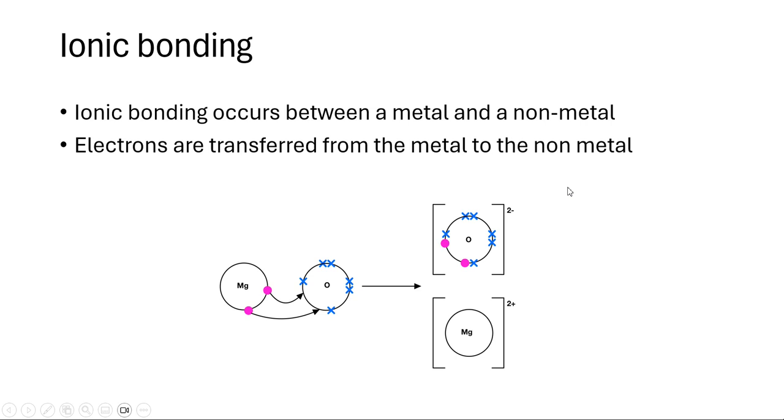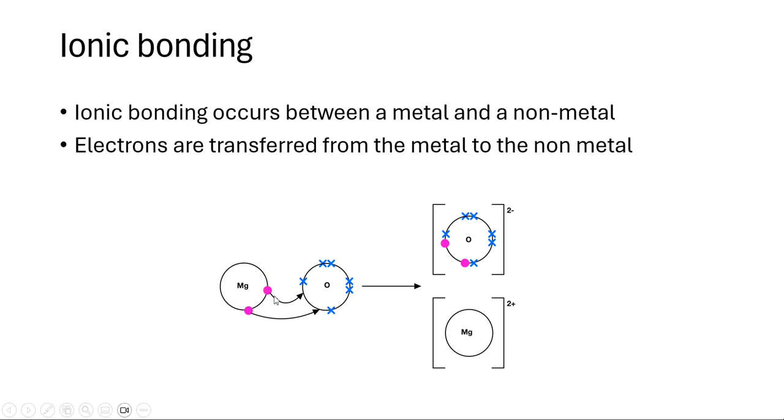So, ionic bonding. Ionic bonding occurs between a metal and a non-metal. Electrons are transferred from the metal to a non-metal. So, easy. Magnesium has two electrons on the outer shell here. In order to have a complete outer shell, it needs to lose these two electrons, because if that goes, then this whole outer shell goes and reveals the inner one, and the inner one will be full, yeah?